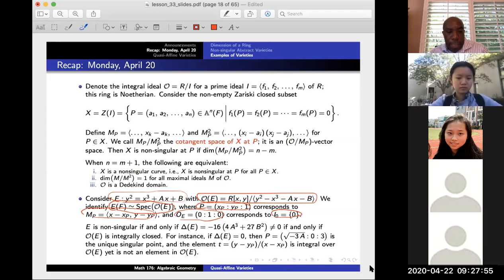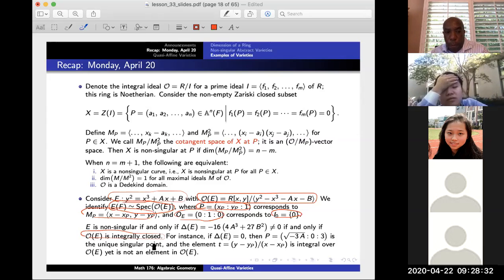So we know that E is non-singular if and only if the discriminant is non-zero. And we just said earlier that this is also true if and only if the coordinate ring is integrally closed. So it turns out that the coordinate ring is always an integral domain that is Noetherian, right? Doesn't matter at all what the E is. OE is always an integral domain that's Noetherian. The non-singularity of E comes down to whether OE is integrally closed. Right? That's what we have to check to make sure that we have a Dedekind domain.